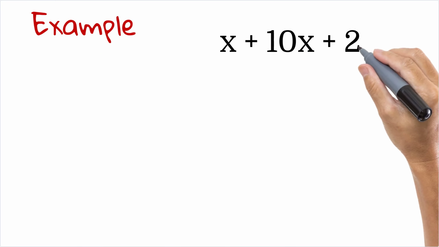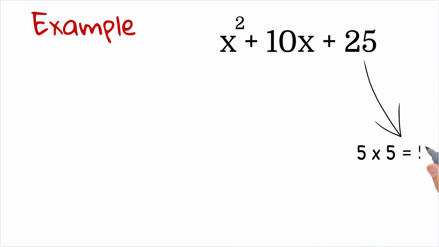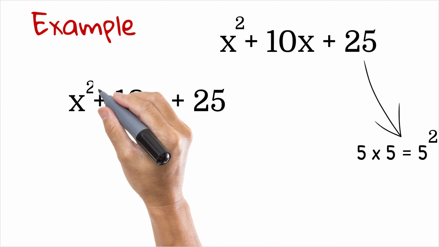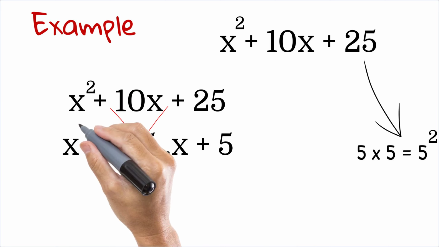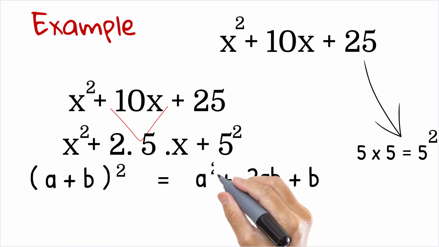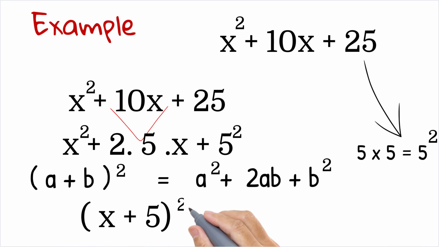Example, find the factors. The constant term 25 is a perfect square, and 10 can be written as 2 times 5. Rewrite the expression using the perfect square trinomial pattern: (a + b) whole square is a square plus 2ab plus b square. The expression can be written as (x + 5) whole square.